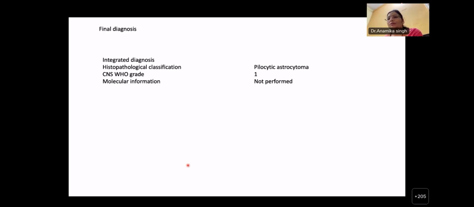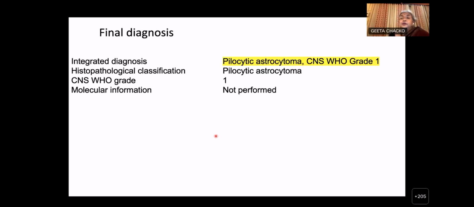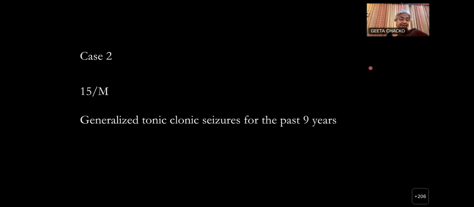Pilocytic astrocytoma will be the... Yes. WHO grade 1. Yeah, CNS WHO grade 1. So the whole diagnosis would be pilocytic astrocytoma, CNS WHO grade 1. Good, very good. So with that, we finished the first case.